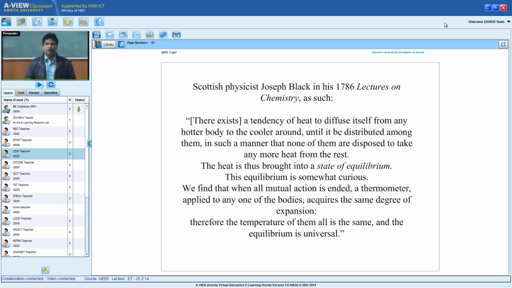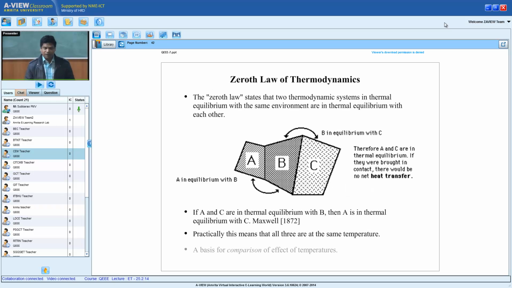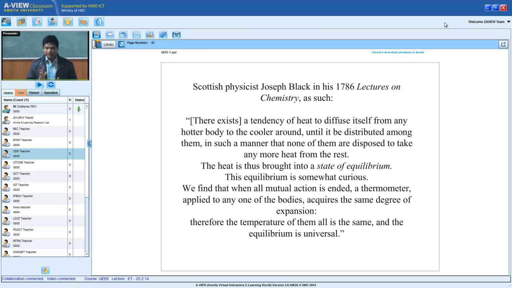You see this one, the unfortunate thing: the law which was stated formally in 1872 by Maxwell, strictly speaking, was invented very early, nearly 100 years back, by a great Scottish physicist who did a lot of experiments in his chemistry lab. And nobody considered this as thermodynamics. Why? He was a chemistry professor.